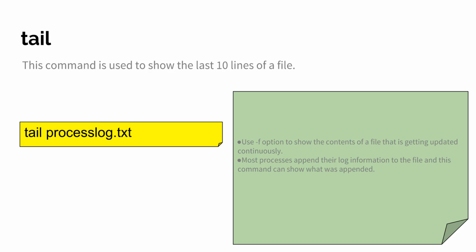Tail is used to show the last 10 lines of a file. So you have maybe a million records in a file and you just want to see the last 10 that were added a few seconds ago. Just give tail and the file name.